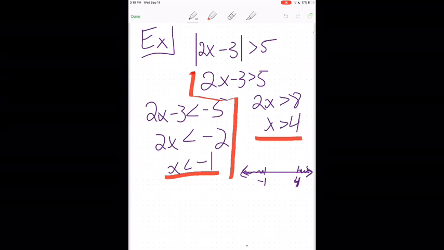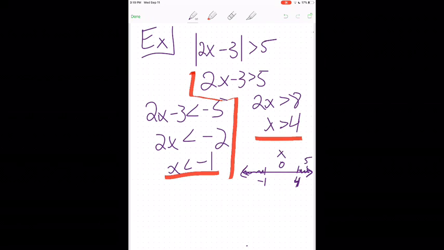And again, you can always plug in numbers to check. Let's try 0. 0 minus 3 is negative 3. The absolute value of that is obviously not greater than 5. If you try 5, that should work, and if you try negative 2, that should work. Negative 2 gives us negative 4 minus 3 is negative 7, absolute value 7. And then 2 times 5 is 10, minus 3 is 7. So those both work.